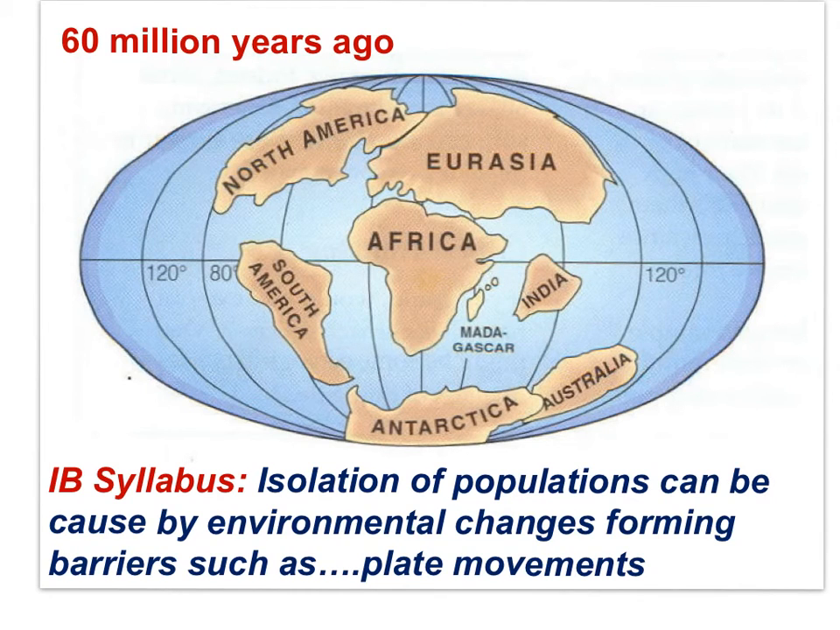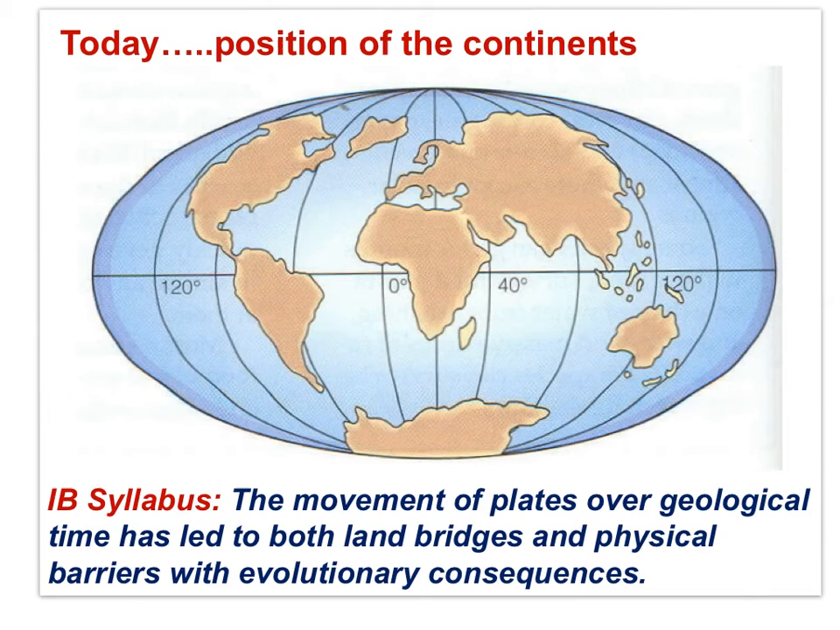60 million years ago, you can see the position of the continents. The isolation of populations can be caused by environmental changes forming barriers such as plate movement. The isolation of populations results in the formation of new species, an increase in diversity. You can see the position of the continents today.